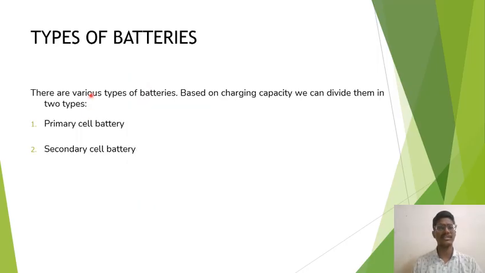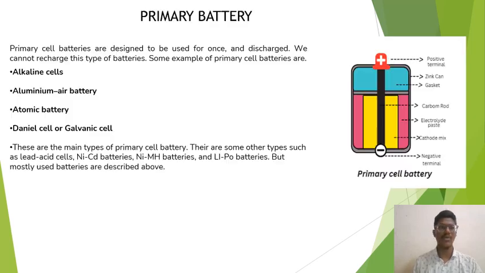Next, when we discuss types of batteries, there are various types based on charging capacity. We can divide them into two types: primary cell batteries and secondary cell batteries. What are primary cell batteries? Primary cell batteries are designed to be used only once and then discharged. We cannot recharge these types of batteries. Some examples are alkaline cells, aluminum air battery, atomic battery, and Daniel cell or galvanic cell.